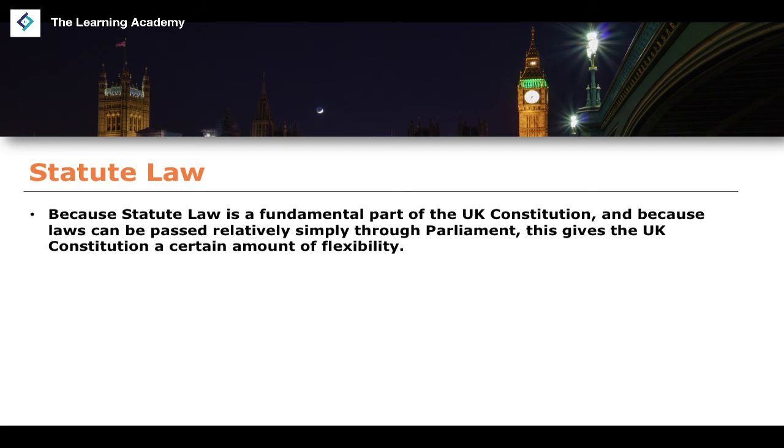And because statute law is a fundamental part of the UK Constitution, and because laws can be passed relatively simply through Parliament with a big enough majority, like the majority we have currently at the time of recording, this gives the UK Constitution a certain amount of flexibility. Because if there was enough political support for it, a law could be passed tomorrow that did whatever Parliament wanted it to do, and this could be a law that changes the fundamental nature of the UK Constitution.